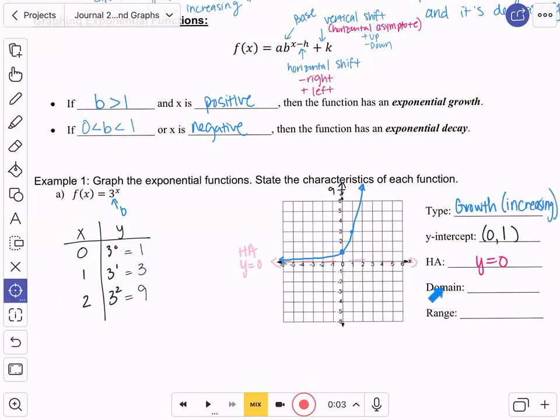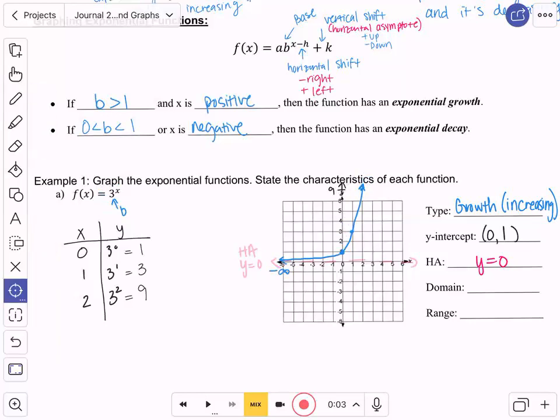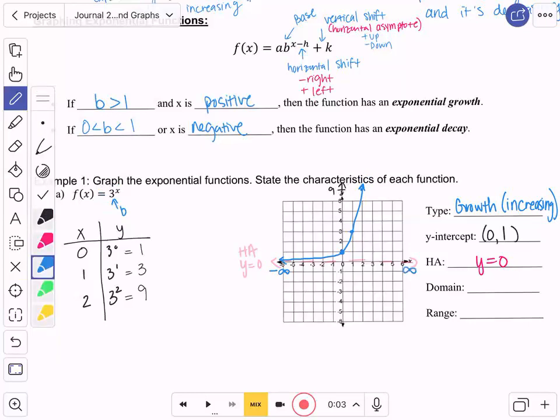As far as domain, the nice part about an exponential equation is that the domain is always going to be stretching on the negative x axis. So it's going to negative infinity, and this side's pointing to the right with an arrow, so it's going to be going to positive infinity. So the domain for all exponential functions is negative infinity to positive infinity, or you can say all real numbers and use the fancy R symbol.